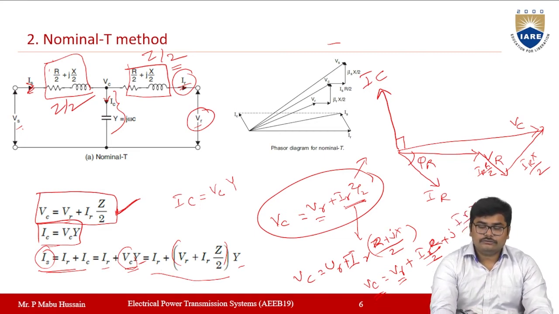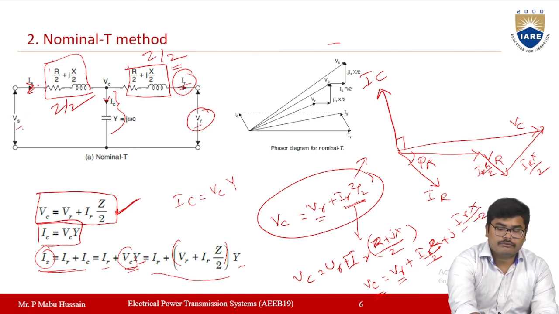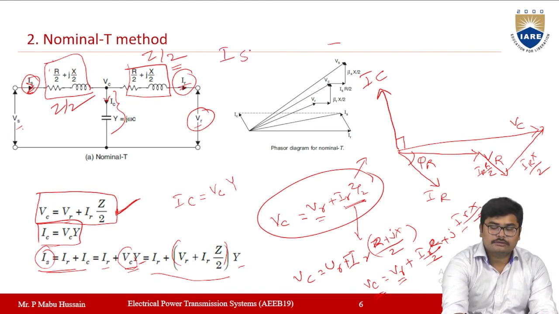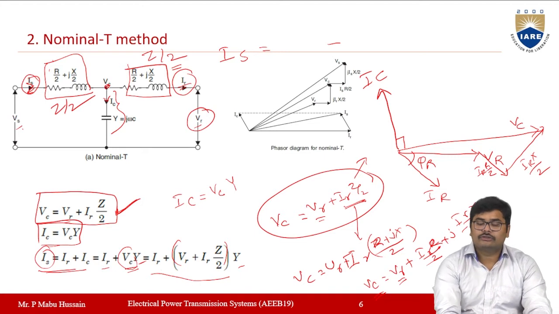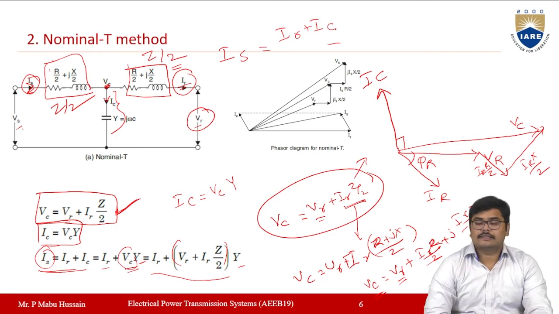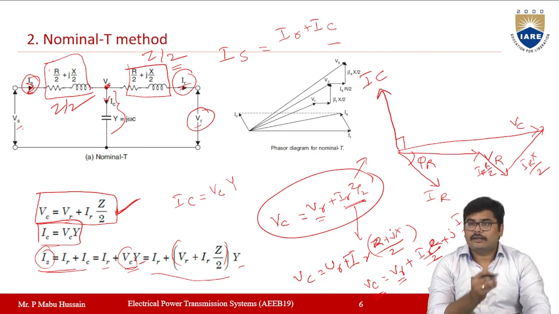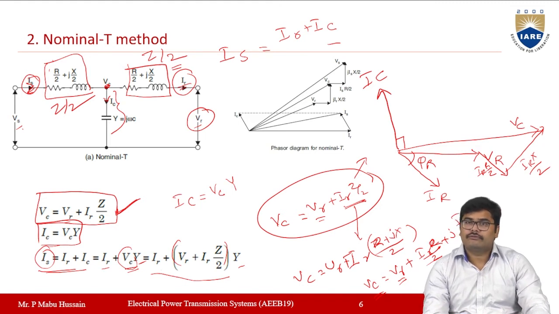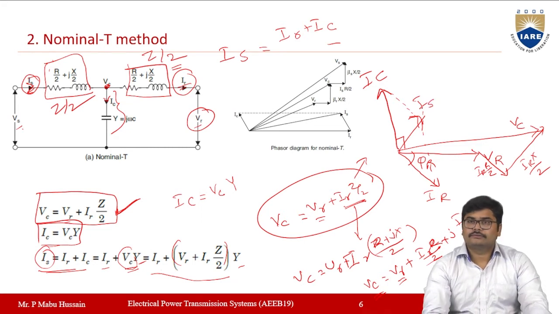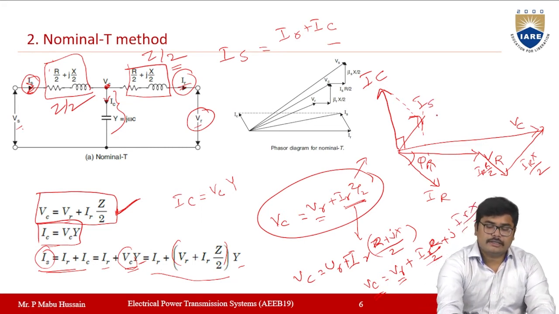So then to get the value of IS, you have to apply KCL at this node. Then IS will be equal to IR plus IC. So if you add IR and IC vectorially, you will get the value of IS. So if you add these two, then you get this as your IS.